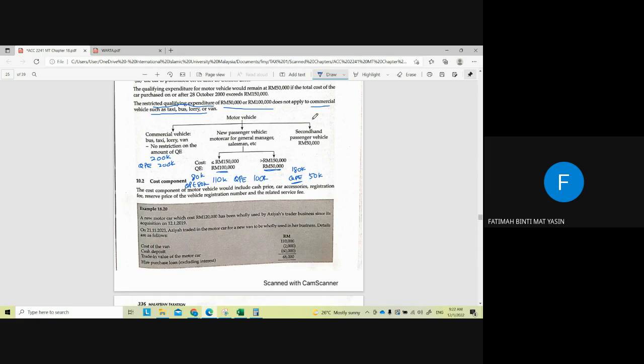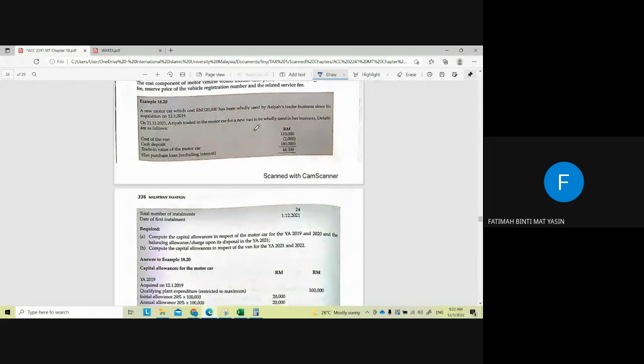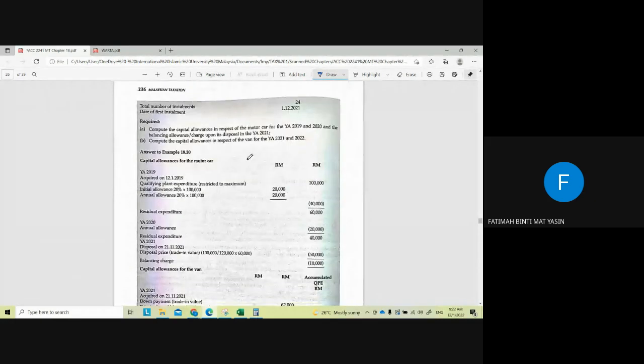So for the second-hand passenger car, if let's say the company purchases not a new car, but a second-hand car from a third party, the restricted amount is 50,000. So if let's say the company purchases a car with a value of 100,000, the restricted QPE is 50,000. So that's how you determine it. We have the example for this one.